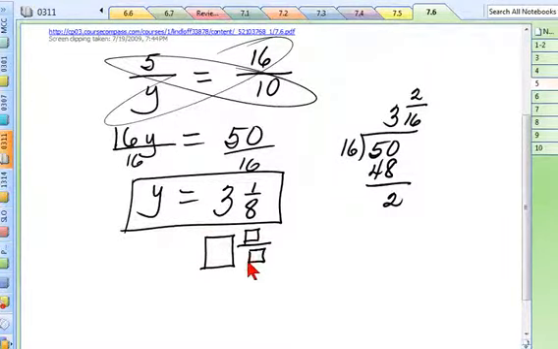So the mixed number you divide? Yes. You divide, the remainder sits over your divisor, and then you reduce it if you can. And I did. 2/16 turned into 1/8. Is that okay? Okay.